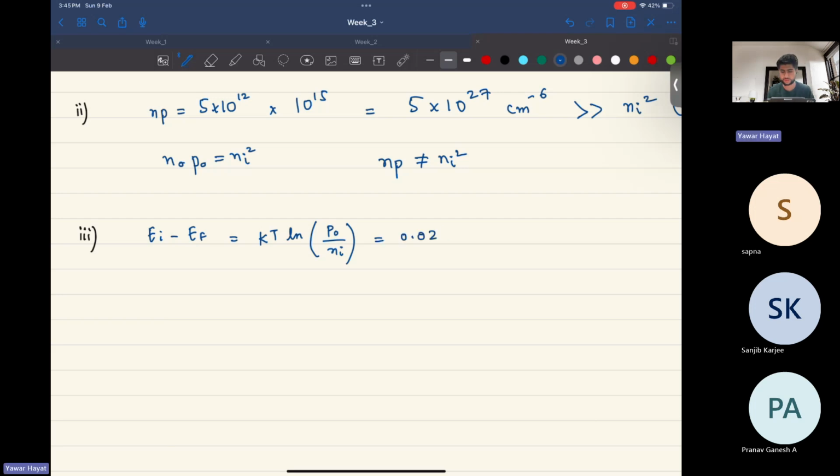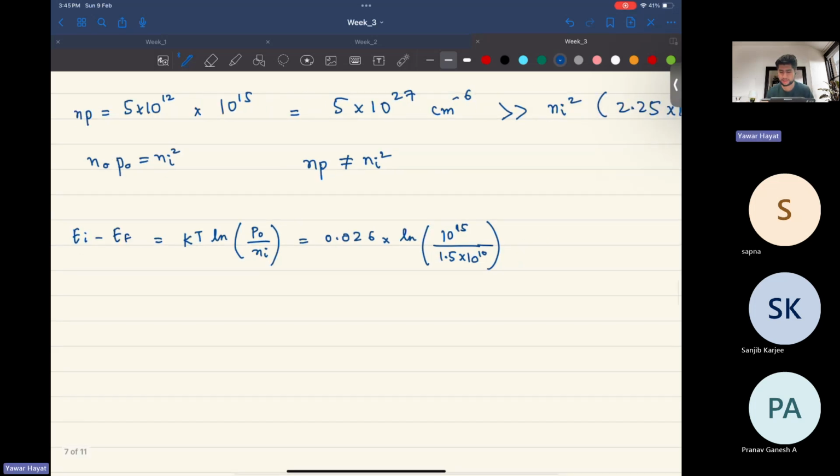So that is 0.026 times ln of 10 to the power 15 whole divided by 1.5 into 10 to the power 10, right? And this is equal to 0.289 electron volt, correct? So your Fermi level is below EI, right? Since EI minus EF is a positive quantity.